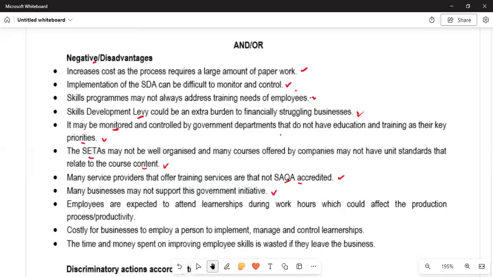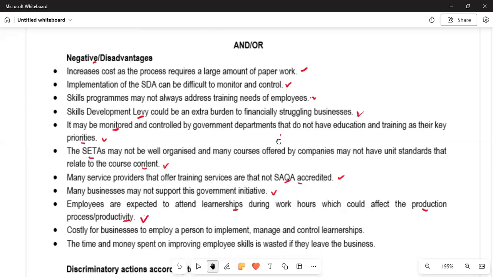Employees are expected to attend learnerships during work hours, which could affect the production process and productivity. So employees are to attend learnerships. If they are to attend learnerships, what is happening to the production? It means if they are out to study and to do those learnerships, the production is on hold. They have stopped the production. So that is why it's affecting the production of the business.